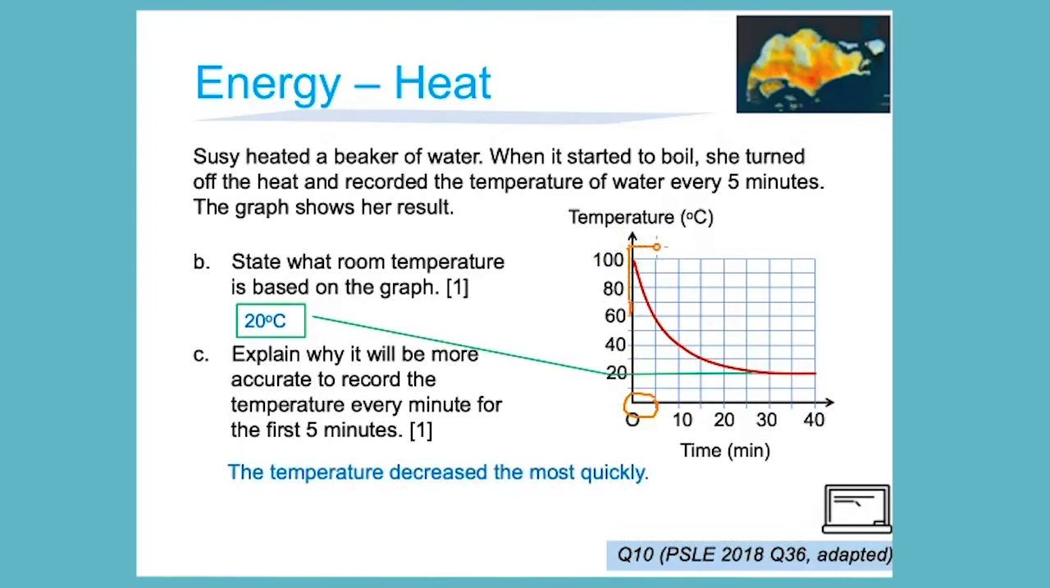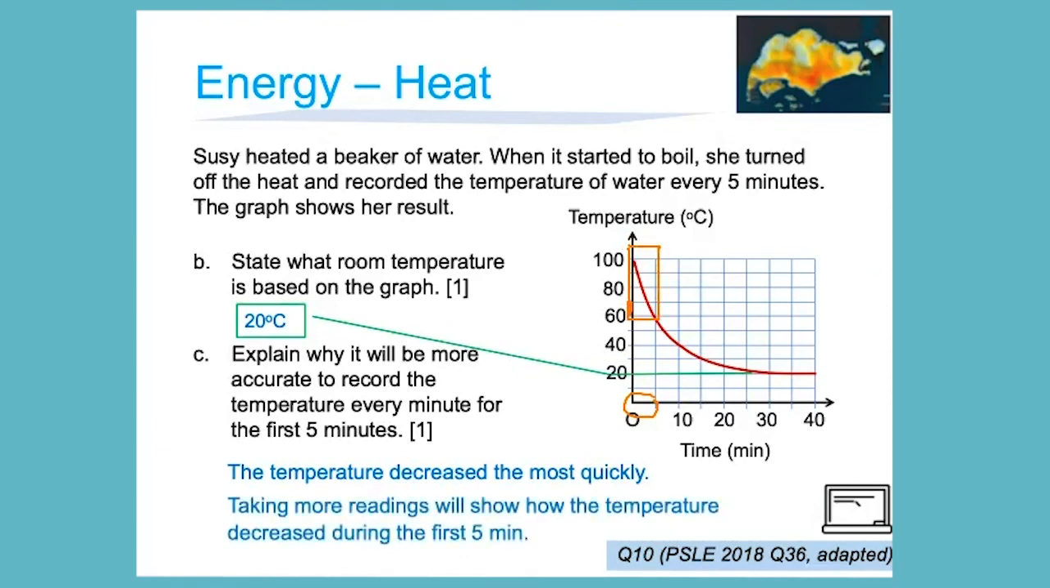So if this is the greatest and steepest decrease in temperature, it will be more accurate to take more readings so that I can see how the temperature decreased during the first 5 minutes. And it also makes sense that it decreases the most during the first 5 minutes because this is 100 degrees and this is 20 degrees. This is where there's the greatest temperature difference.